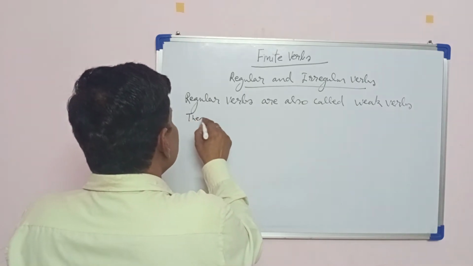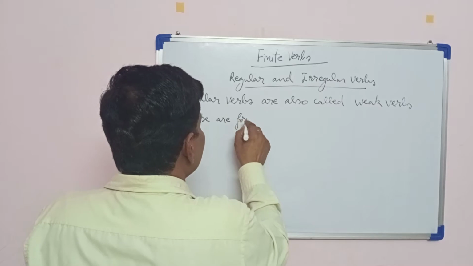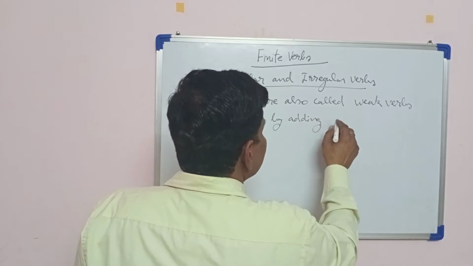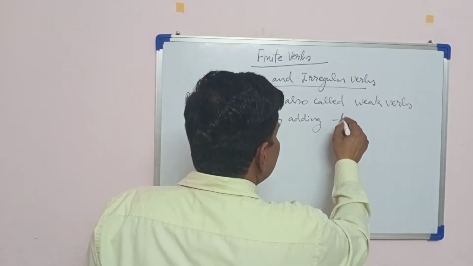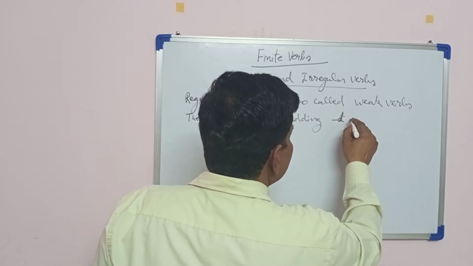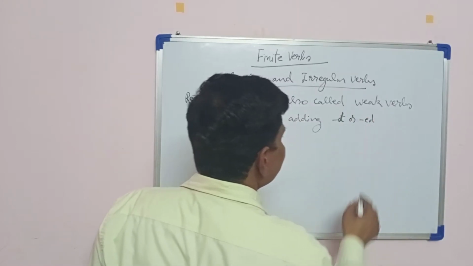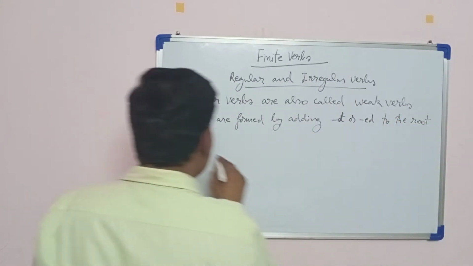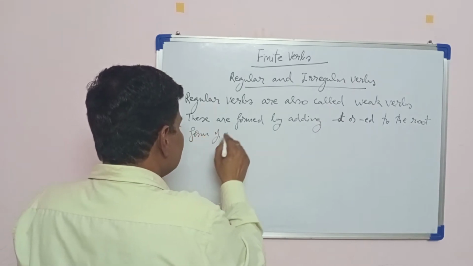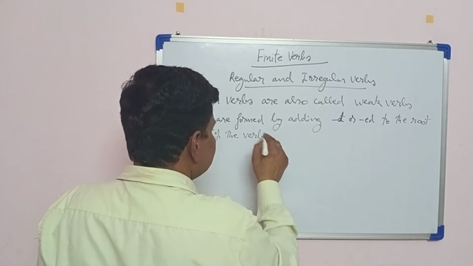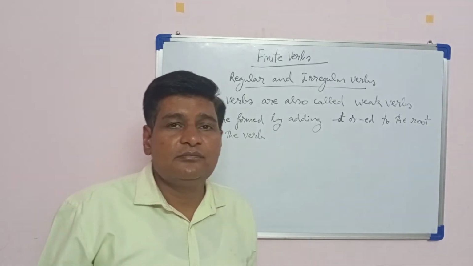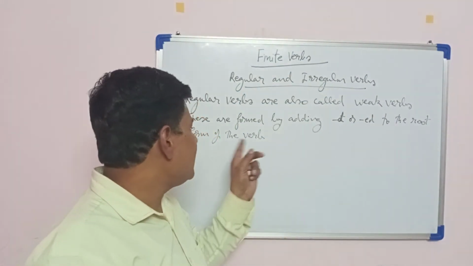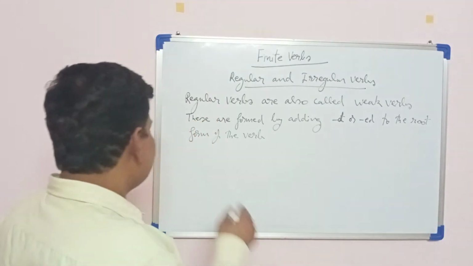These are formed by adding T, D or ED to the root form of the verb. So these regular verbs, which are called weak verbs, these are formed by adding D or ED to the root form of the verb. So what are the examples?